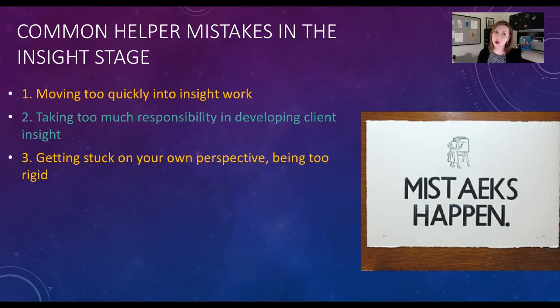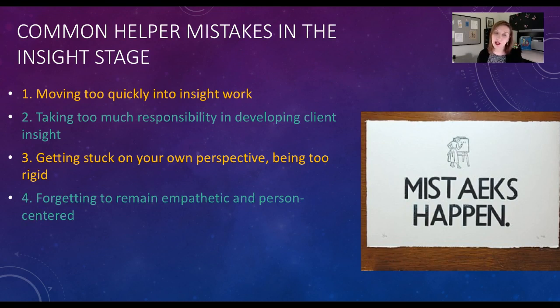Getting stuck in your own perspective, being too rigid. The other thing that's tricky about the insight stage is that we're trying to have a sense of what we think needs to change for the client, and a lot of times that can come from our own training and theoretical perspectives, but we might not always be right, and that's okay. So you want to have some thoughts and ideas that come from your training, but you don't want to hold them too rigidly at the same time. It's a balance that takes time.